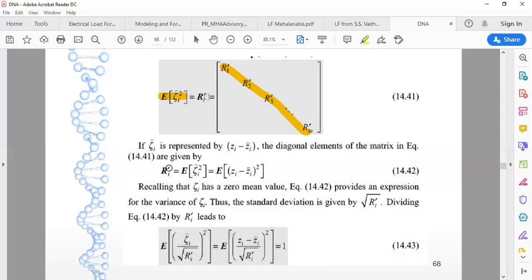The expected value of error square is equal to the covariance matrix, which has only diagonal components. So utilizing the same thing, if we further expand this, then the expected value of actual value minus expected value whole square. Recalling that same formula, we can say that the expected value of zeta I divided by under root of the covariance matrix should be equal to the expected value of Zi minus Zi hat divided by under root of the covariance matrix Ri dash whole square, which is equal to 1.